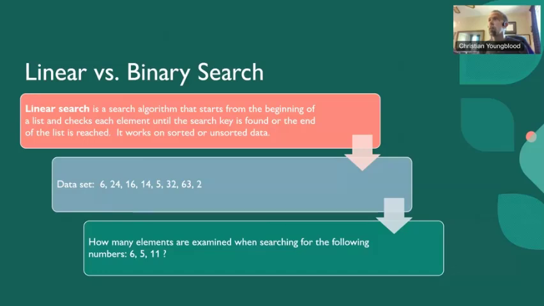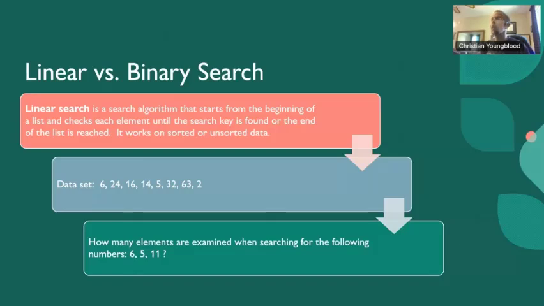And I have an example data set here on the screen. And I asked how many elements are examined when you're searching the following numbers. Well, when you look for your source of 6, you immediately get to element 0, and indeed that is the 6. So you've only searched the one spot. Well, how about 5? You looked at 6, 24, 16, 14, 5. It took, what, 6 tries to get to it.